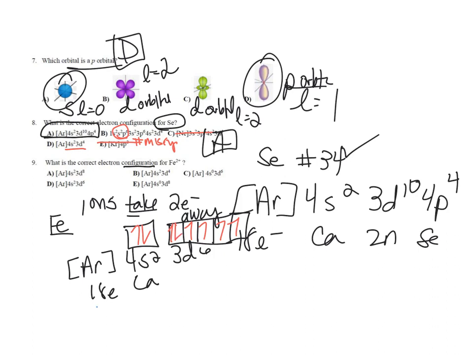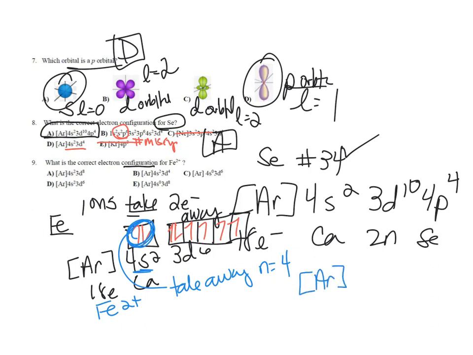Now, when I do iron 2 plus, I've got to take electrons away. So I'm going to take these 2 electrons away because I have to take them from the highest energy shell, and the shell 4 is higher. So argon, and then you could do 4s0 because there are 0 electrons there, and then the 3d6. Now if I look for 4s0, 3d6, I see that C is my answer.